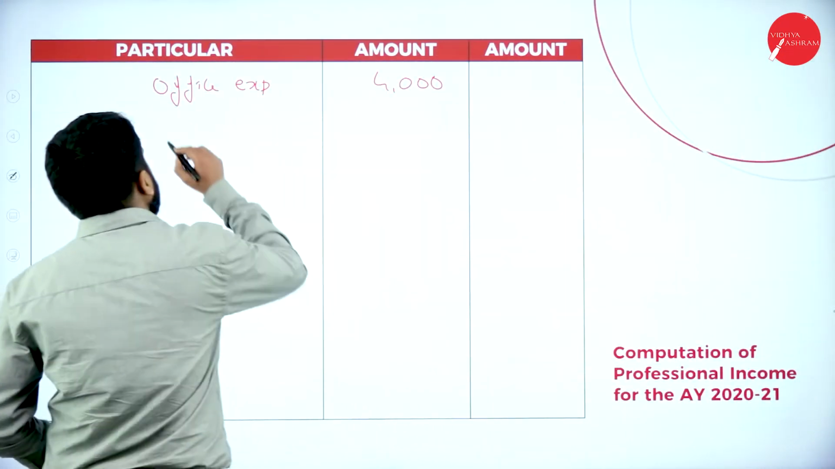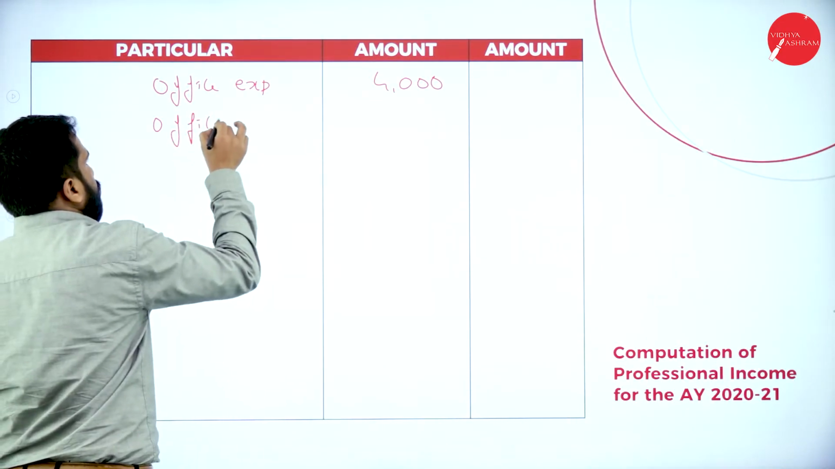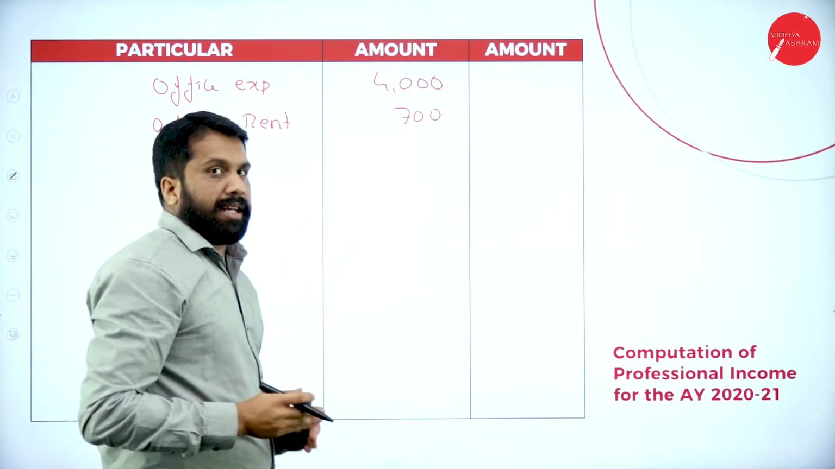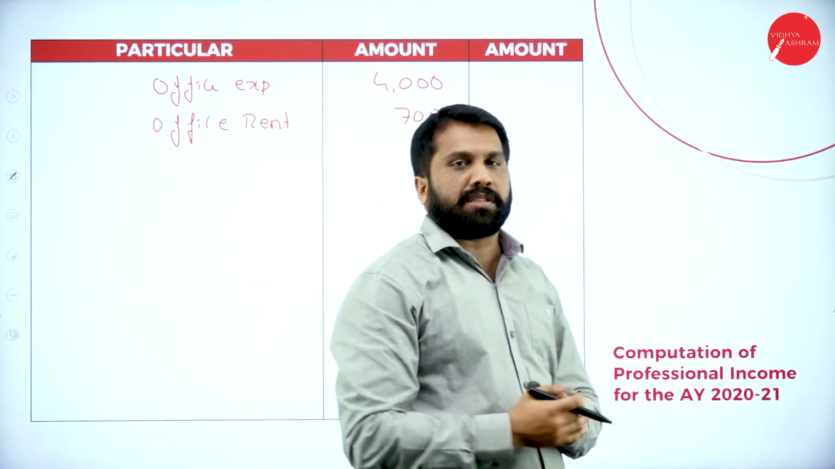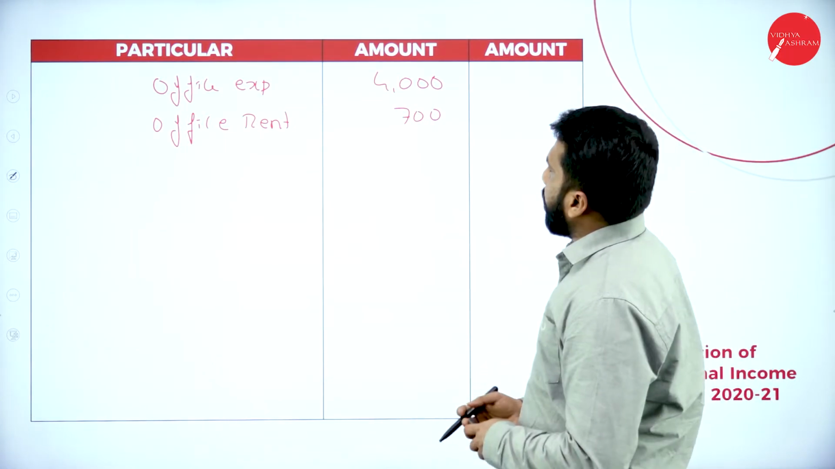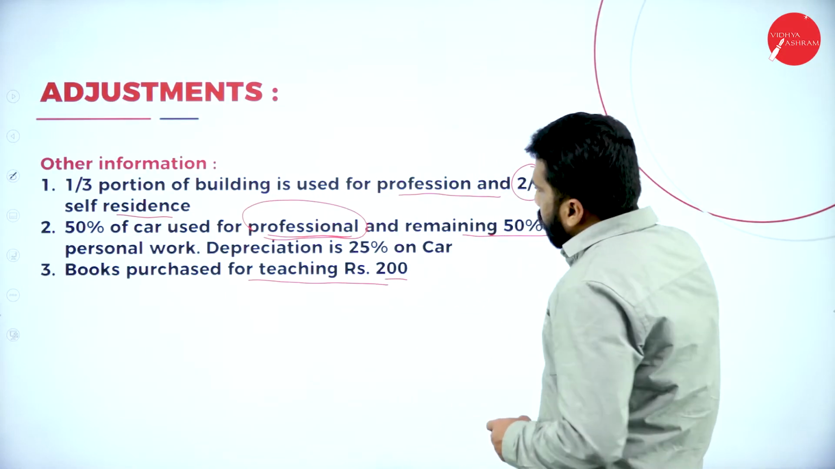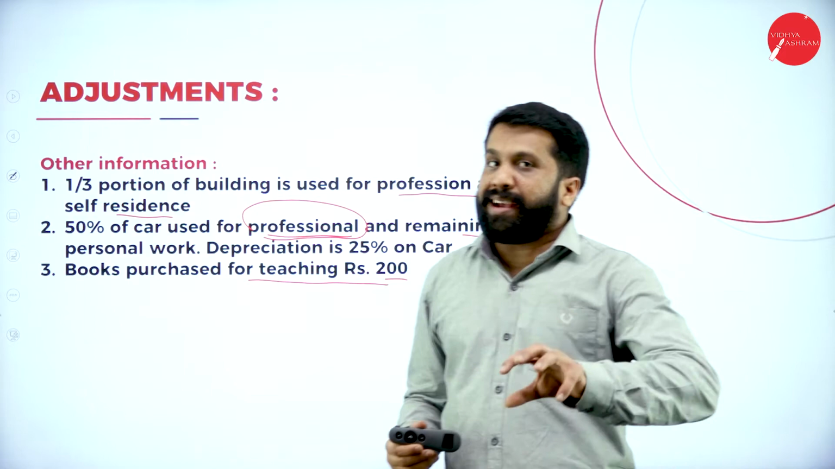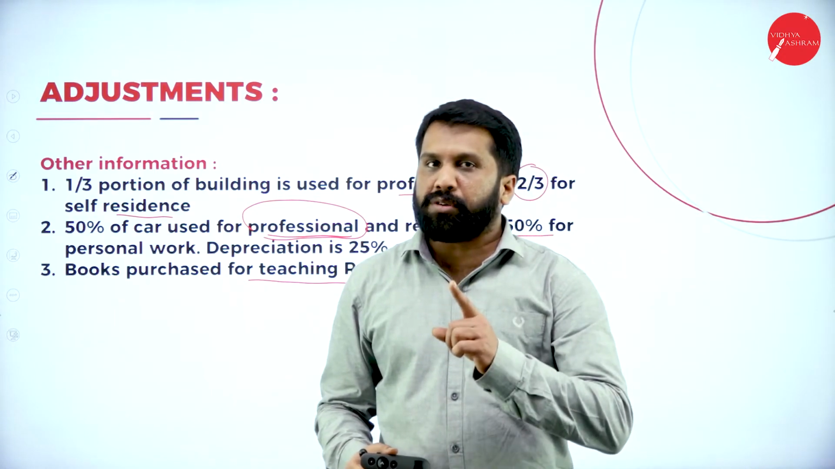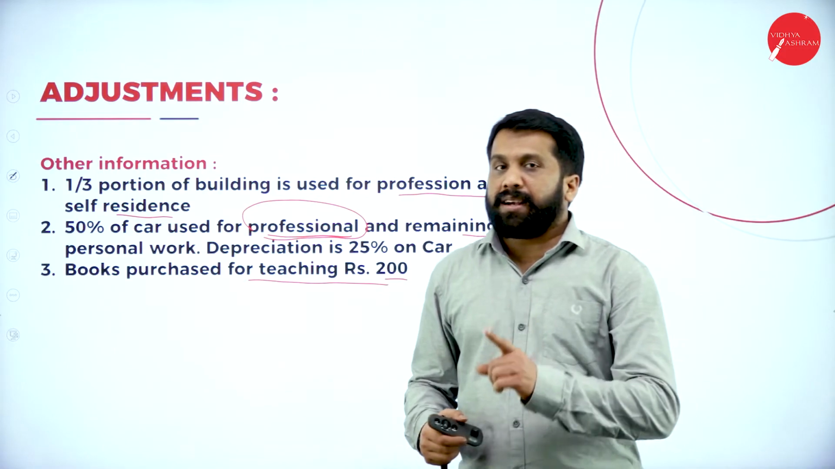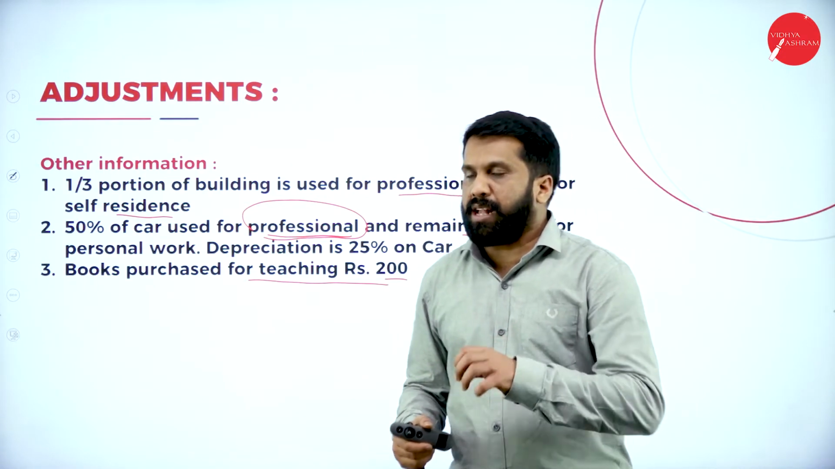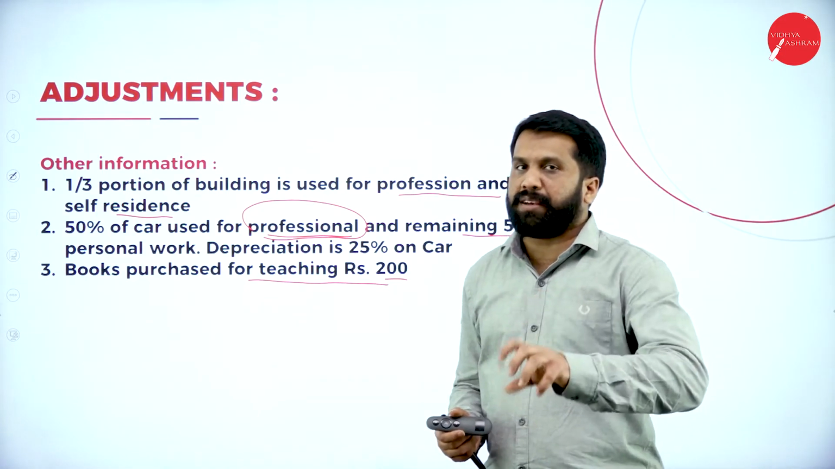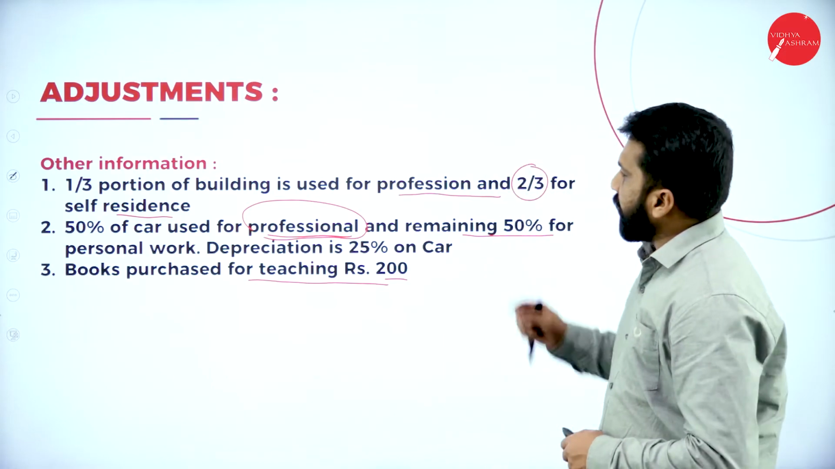Then office rent 700. Don't consider like 1/3 is used for office, 1/3 uses for house. In this, what happens? 1/3 portion of the building used for professional and 2/3 for residence. They are not talking about rent of the building. Listen to me carefully. If it is rent of the building, we should do 1/3. Rent of office, then directly they are paying for office. That's why I have taken directly.